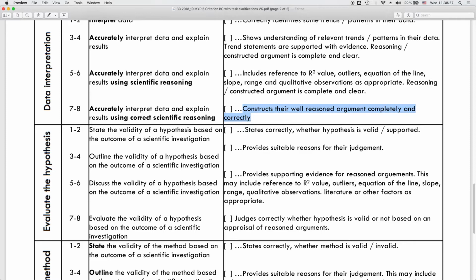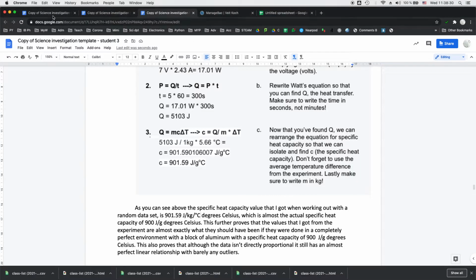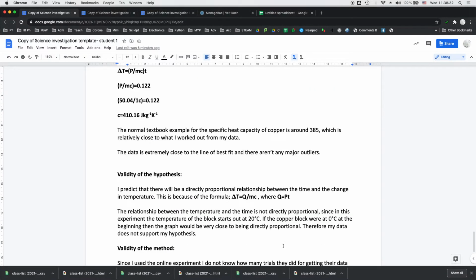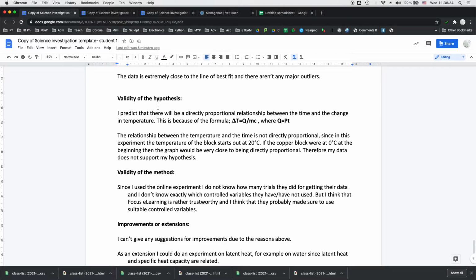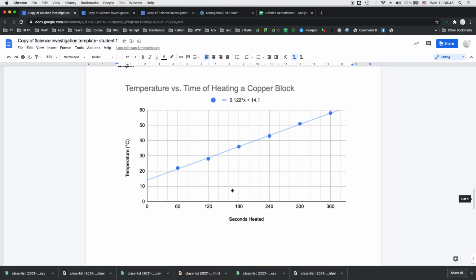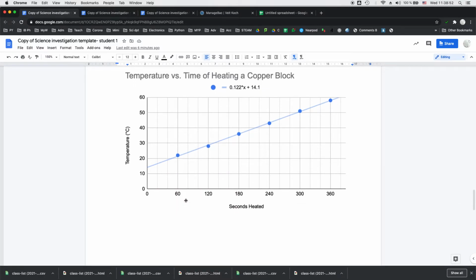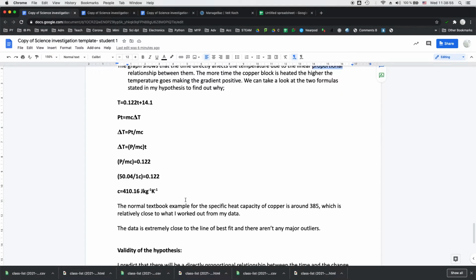Evaluating the hypothesis, let's have a look at that. So hypothesis, it says here for student 1, I predict that there will be a directly proportional relationship. Yeah, restated the hypothesis and is not directly proportional. Okay, and that is correctly said, actually. So this is a good observation.